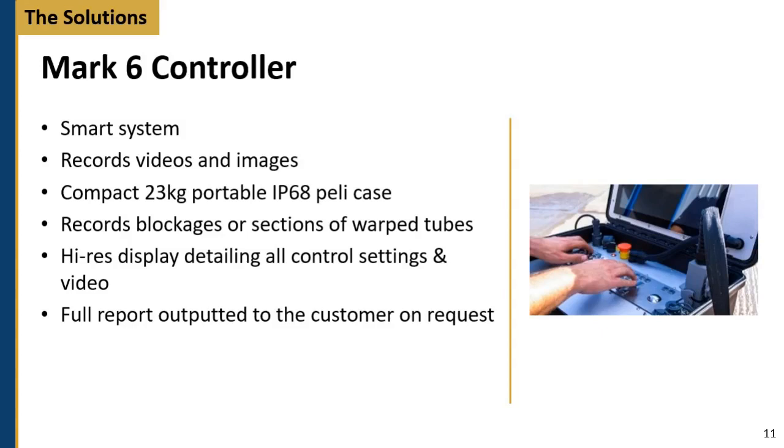Compact 23 kg portable IP68 Pelican case. Most of the time we start by hoisting this up to the top layer of the furnace, so it's a nice compact size. Records blockages or sections of warped tubes in the convection section. Very useful for our customers to know the state of a certain bank in a furnace.